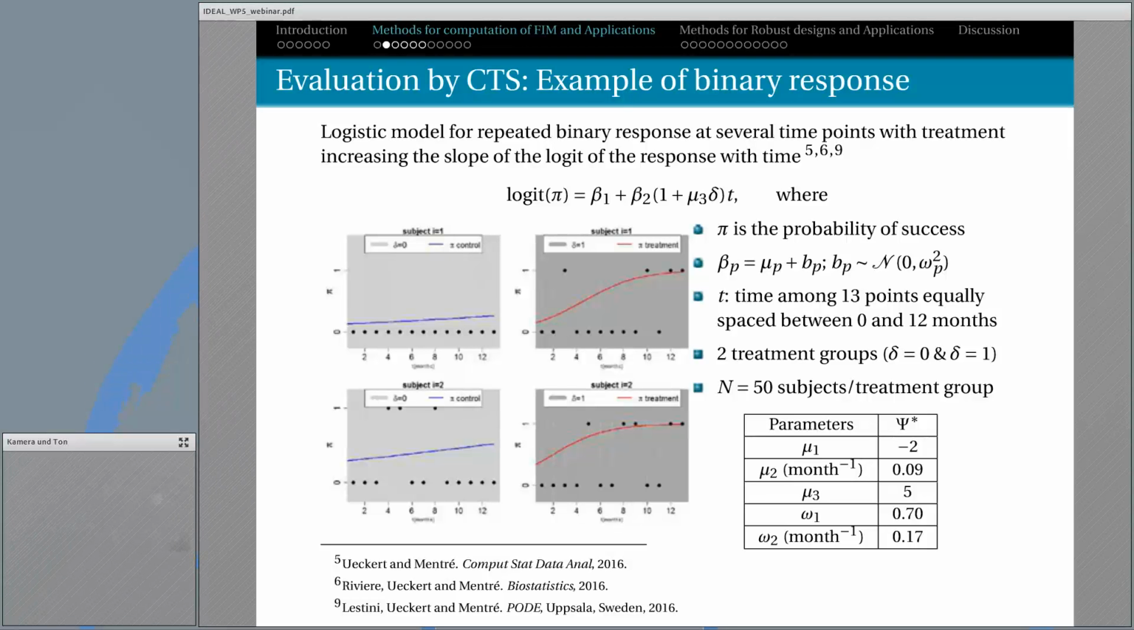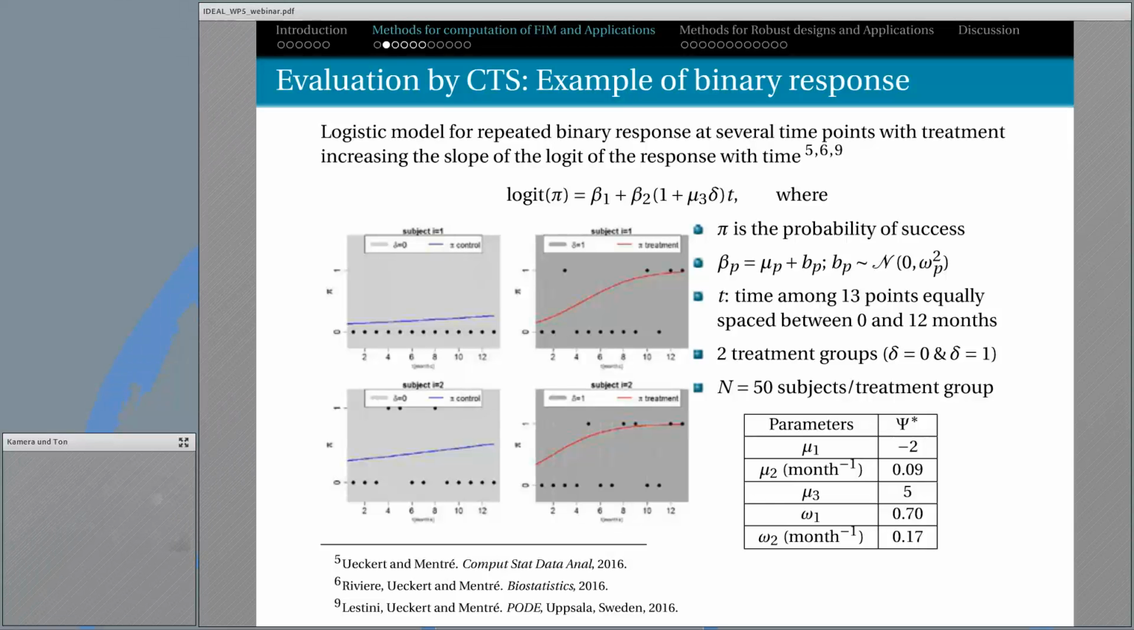The logit of the probability of response is given by beta 1, an intercept, plus beta 2 times time. So beta 2 is the slope of the increase of the response versus time. And beta 3 is the influence of the treatment effect. In absence of treatment, it's beta 1 plus beta 2 t. With treatment, it's beta 1 plus beta 2 t plus beta 3 t. Here you have an example of the kind of yes-no data that we could observe, in two patients in the control group and in two patients in the treatment group.